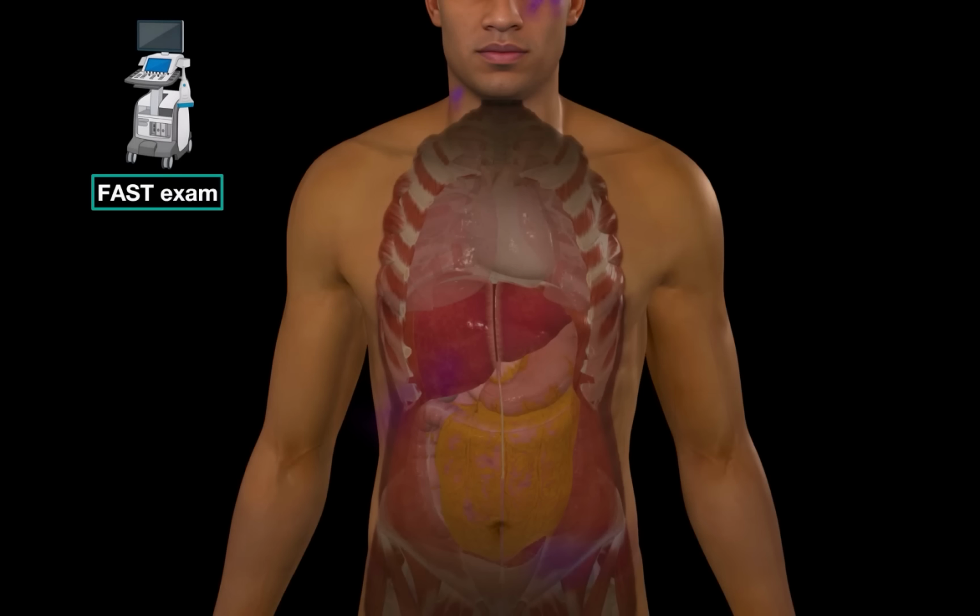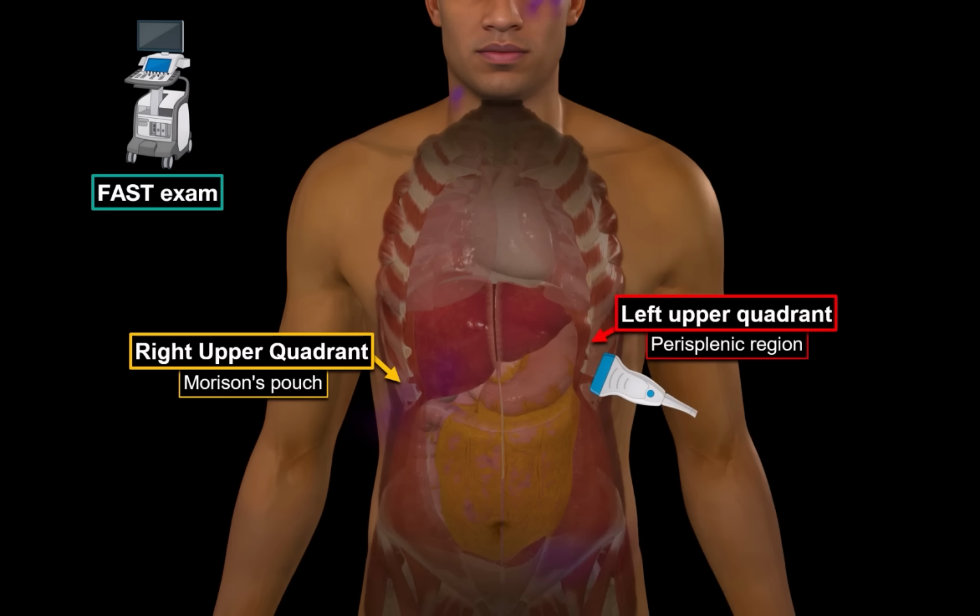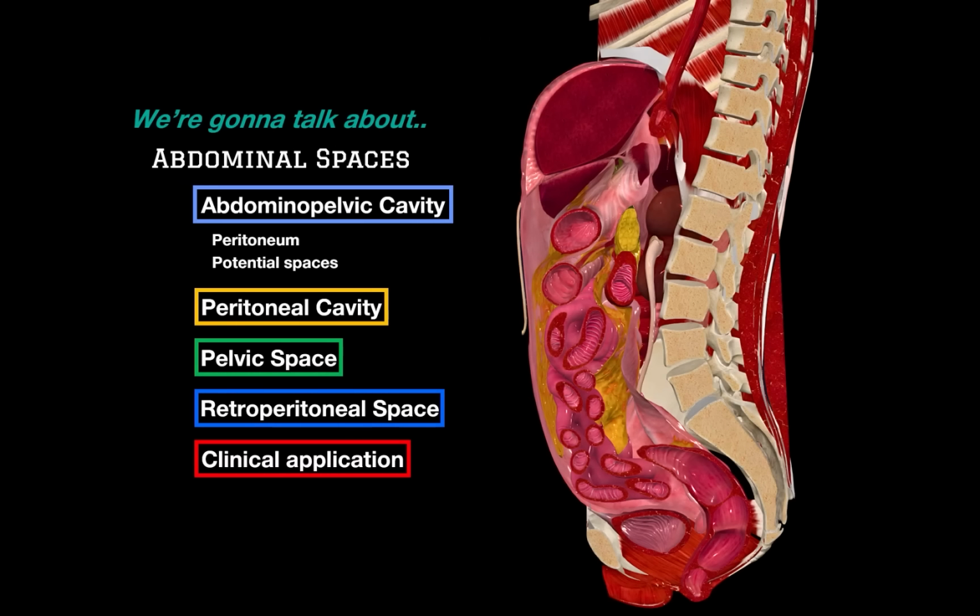This is why, on FAST exam, you check multiple locations: right upper quadrant, left upper quadrant, and pelvis. You are checking all the dependent spaces based on the patient's position and fluid dynamics. Okay, so far we have talked through what the abdominopelvic cavity is. We've covered the peritoneal cavity, how it's divided, its major spaces, and how fluid moves through it.